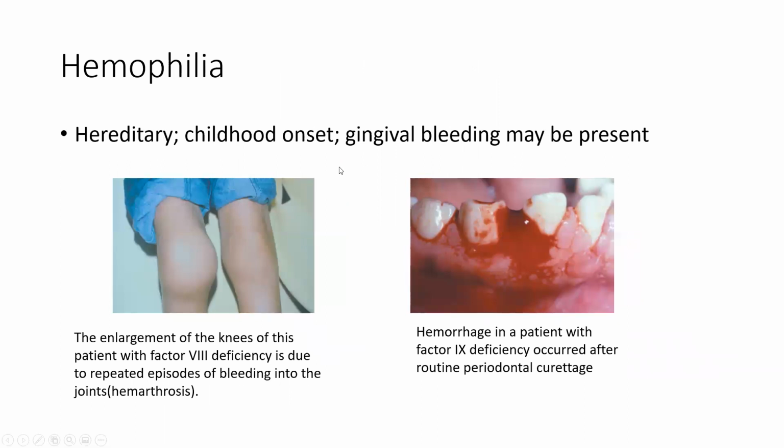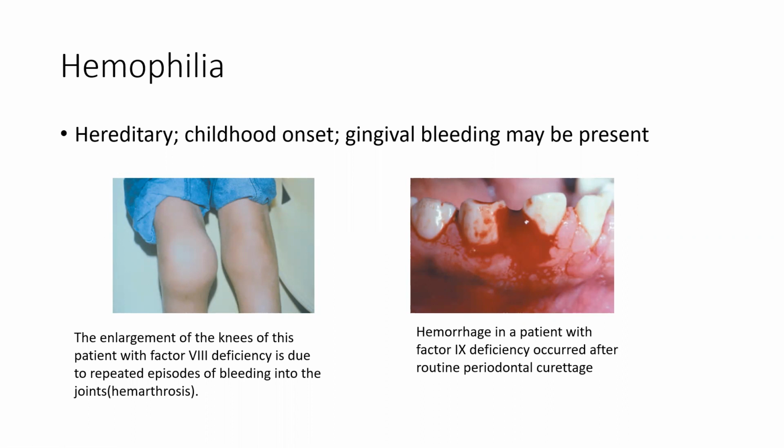The next lesion is hemophilia. As we all know, it is a coagulation disorder caused by a decrease in clotting factors, hemophilia A, B, and everything. These patients sometimes have an enlargement of the knee because of repeated bleeding episodes into the joints. It's also called hemarthrosis, and the patients are usually diagnosed early in their childhood. These patients usually have hemorrhage even with the smallest routine procedure, like this example, periodontal curettage. This can be seen in patients who have severe hemophilia.